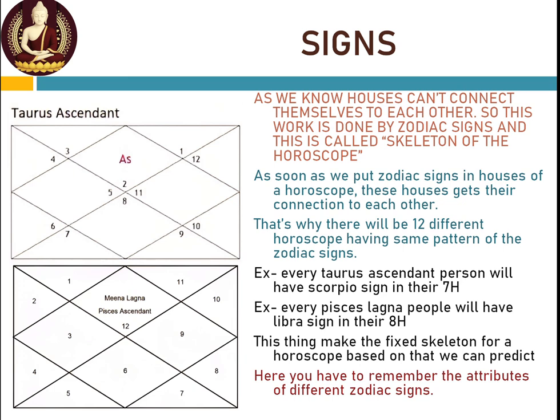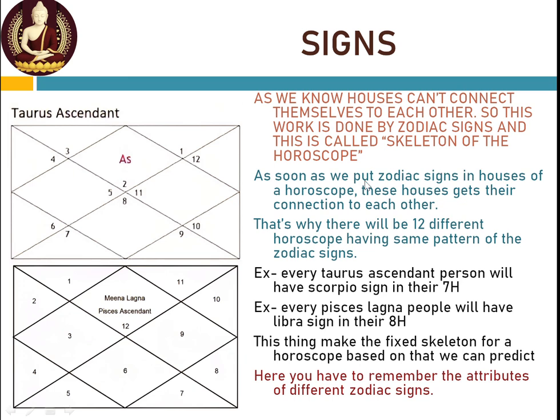Now, as we know, houses cannot connect to each other. They are independent. So the connection of the houses is done by the signs first. Zodiac signs, as soon as they sit in a horoscope, connect two different houses to each other. And this is called the skeleton of the horoscope. This is a very important part of prediction, because the blank chart or skeleton of the horoscope is the main part from which we can see things instantly.